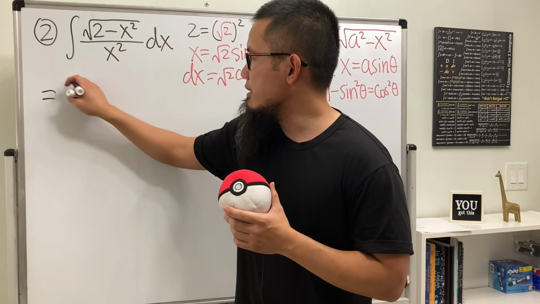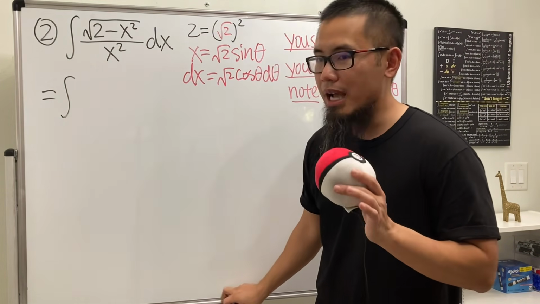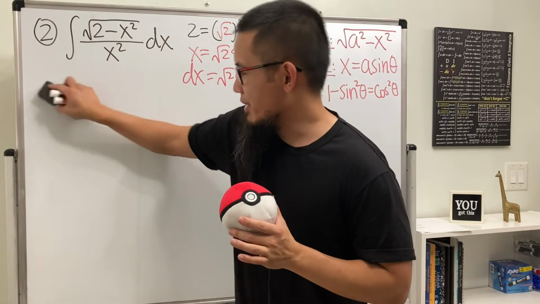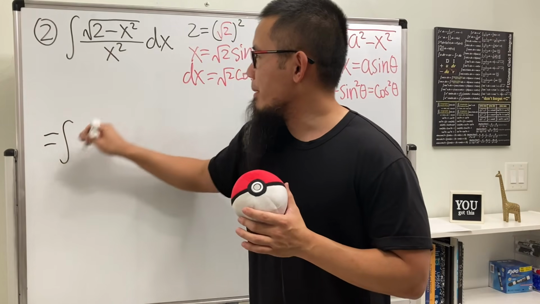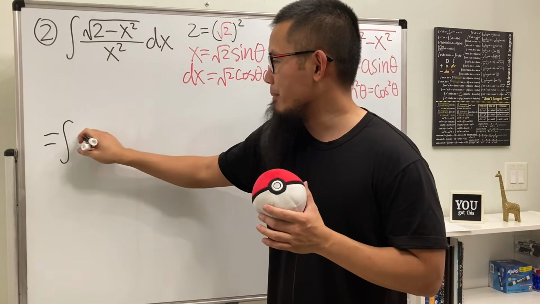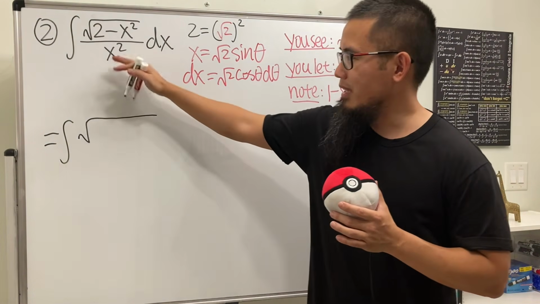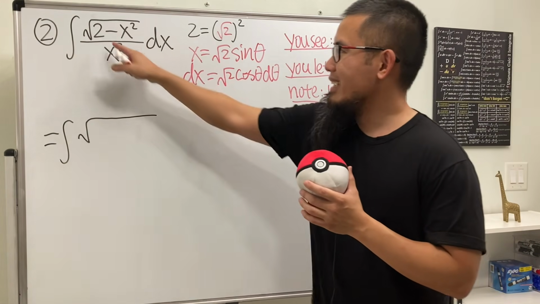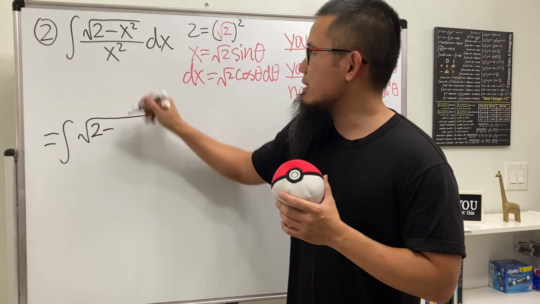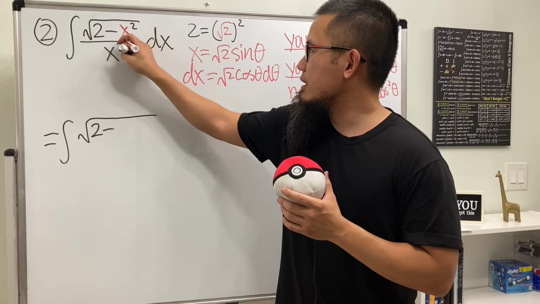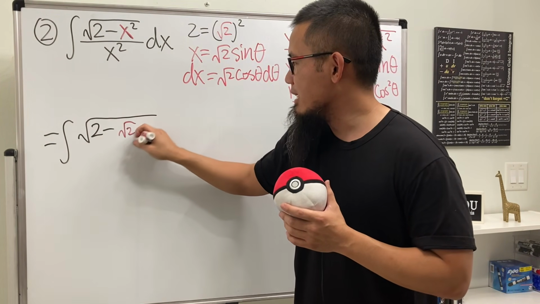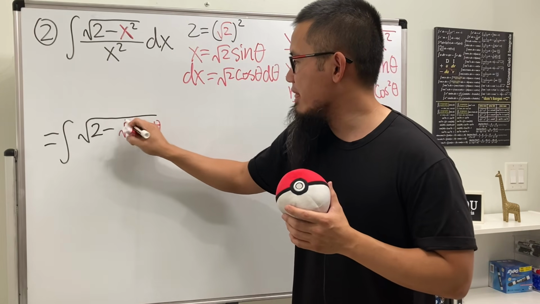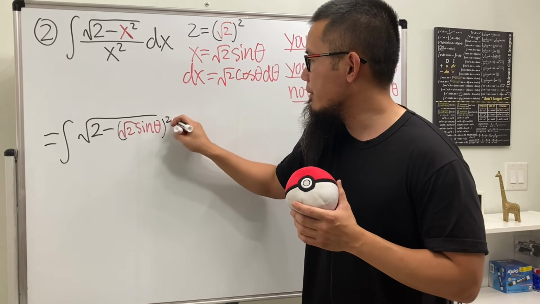So we are looking at this as the square. I'm going to leave some space right here, I almost forgot about that. Because we have the square root on the top, and I'm going to simplify the square root expression, so let me leave some space right here. Anyway, here we have 2 minus, take a look right here, this x is what we said to be square root of 2 times sine theta, and then we have to square that.